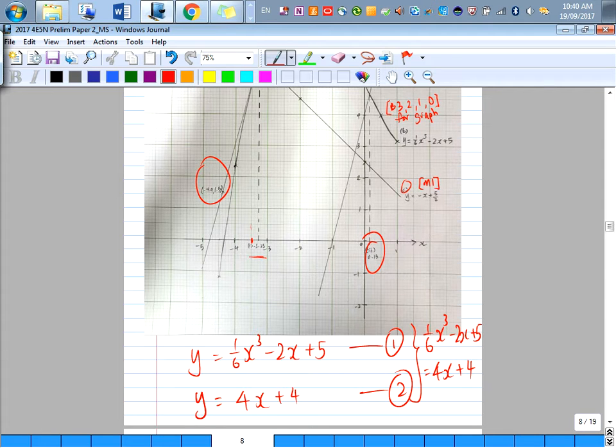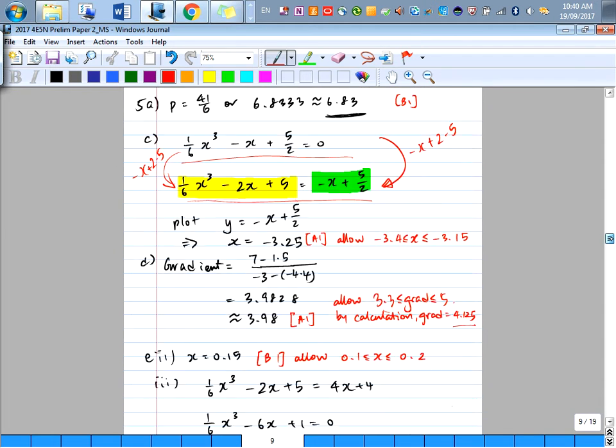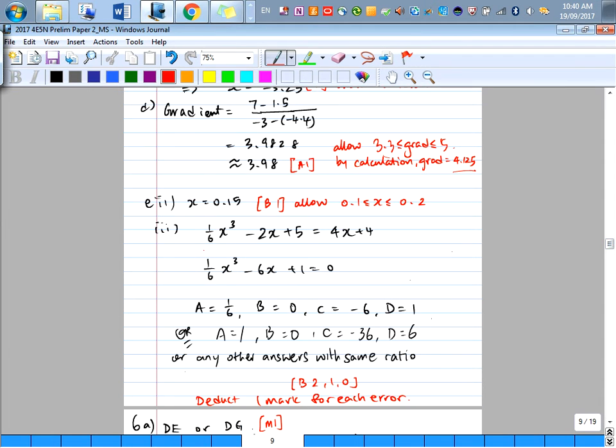So when I solve them simultaneously, I will get an intersection point over here, 0.15. This is what I get: my curve and a straight line. Manipulate it. Make it of the form ax cubed plus bx squared plus cx plus d equals 0. So over here I have my a. Then b is the x squared term. I don't have any x squared term, right? So b is equal to 0. c is negative 6, and d is positive 1.